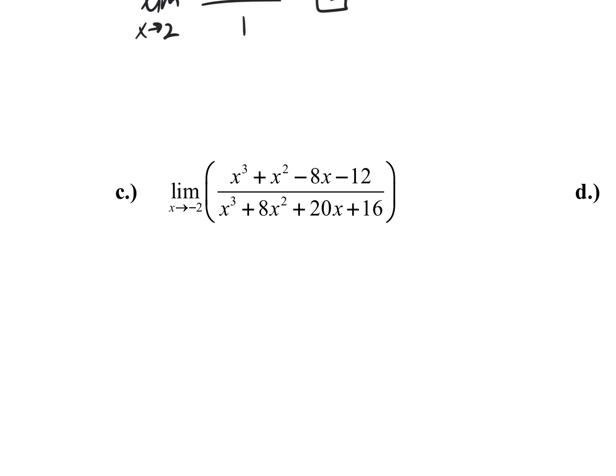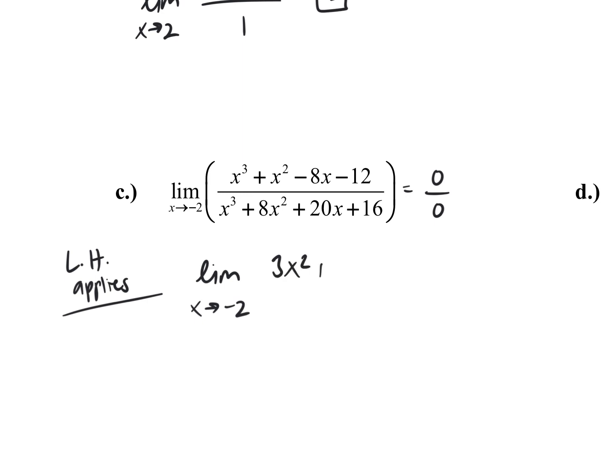Letter C, if I plug in -2, make sure you plug it in parentheses. Plug in -2 to the top and the bottom and see what you simplify to. You're right. We did get 0 over 0. Okay? So since I got 0 over 0, we can go ahead and take L'Hopital's rule and apply it. So on the top, I will get 3x squared plus 2x minus 8 all over, again, 3x squared plus 16x plus 20.